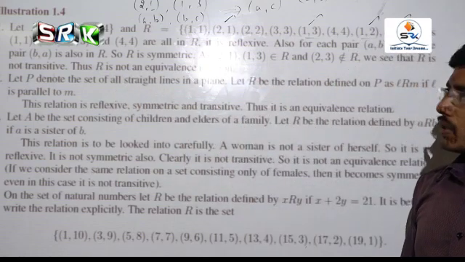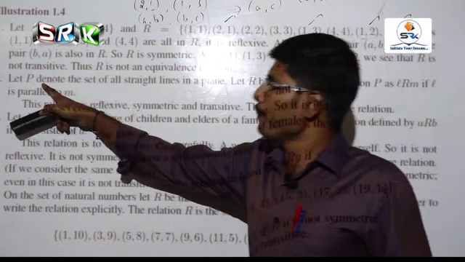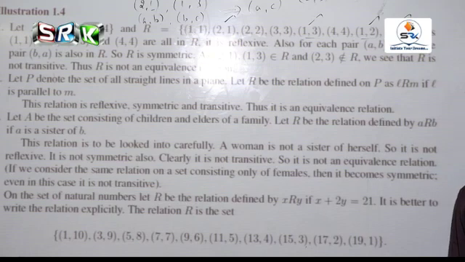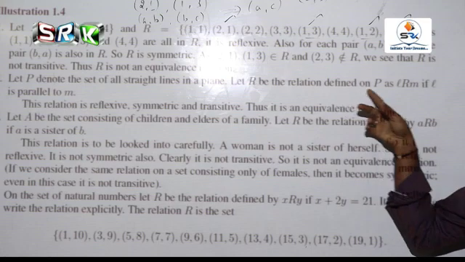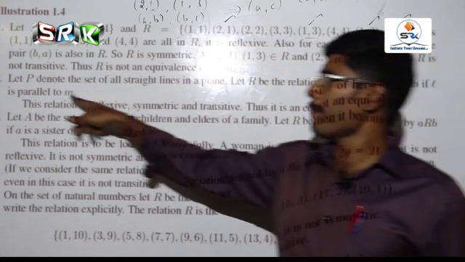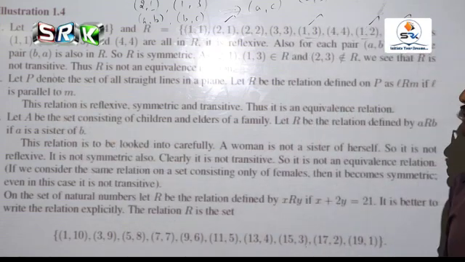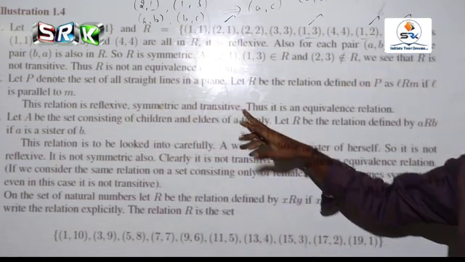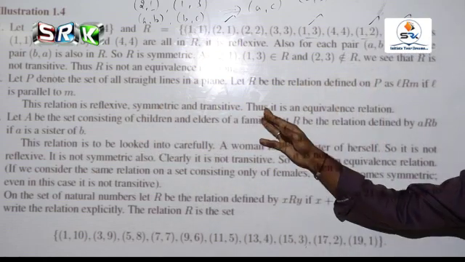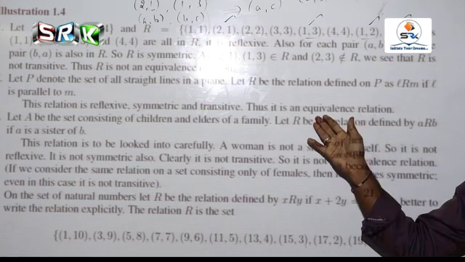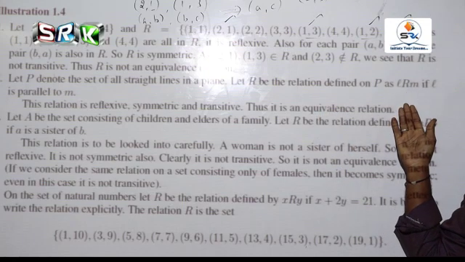Okay, and the second one will be considered next. Let P denote the set of all straight lines in a plane. Let R be the relation defined on P as L R M if L is parallel to M. The relation is reflexive, symmetric and transitive. All three conditions are satisfied, so it is an equivalence relation.